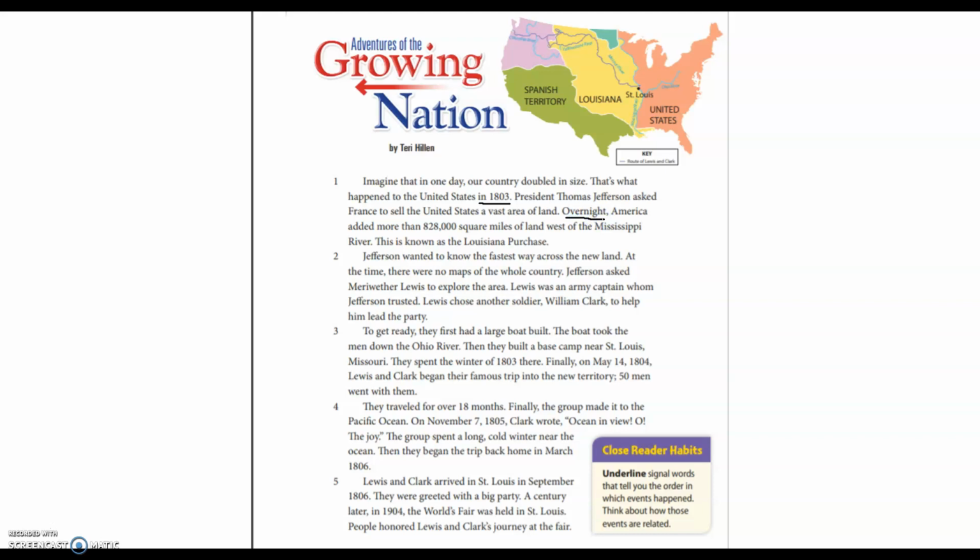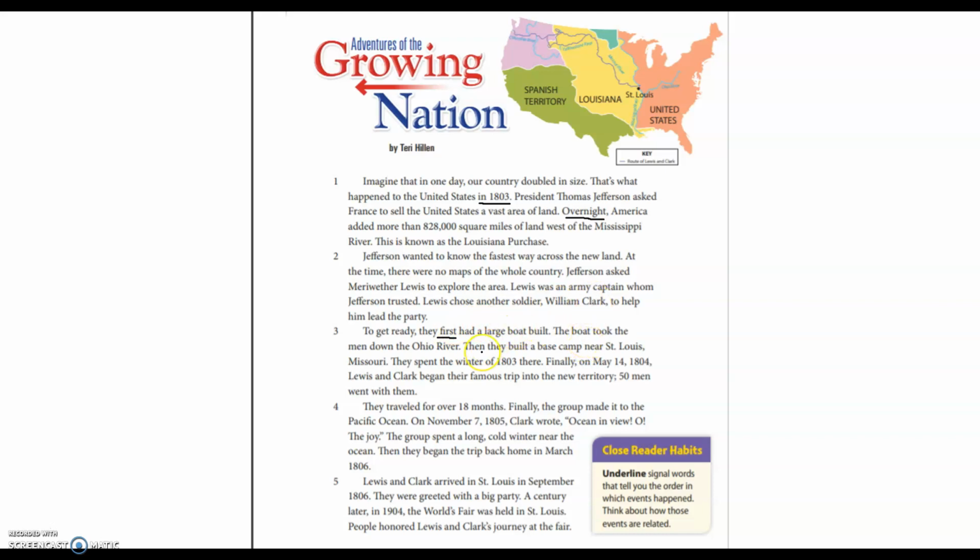Jefferson wanted to know the fastest way across the new land. At the time, there were no maps of the whole country. Jefferson asked Meriwether Lewis to explore the area. Lewis was an army captain whom Jefferson trusted. Lewis chose another soldier, William Clark, to help him lead the party. To get ready, they first had a large boat to build. First tells us what they had to do at the beginning of their adventure.